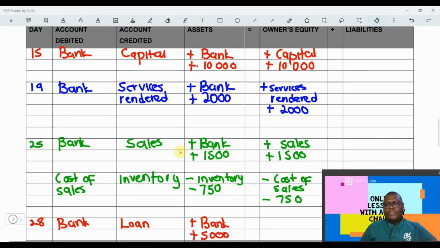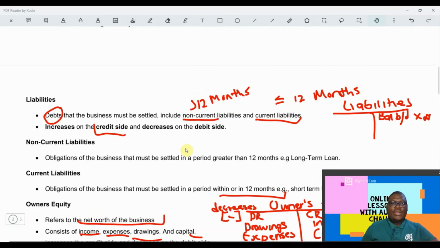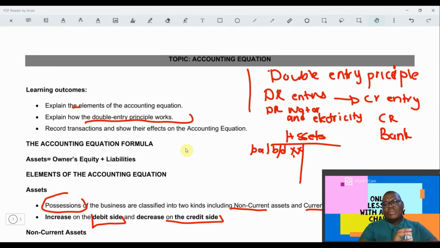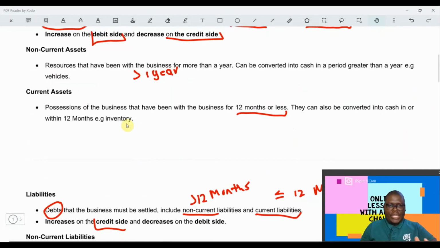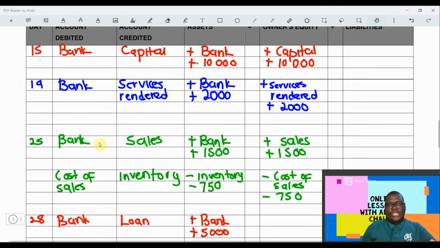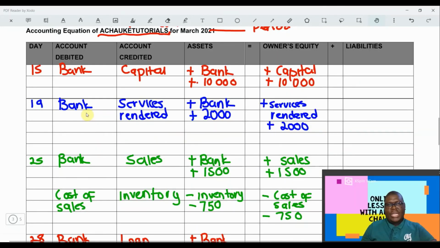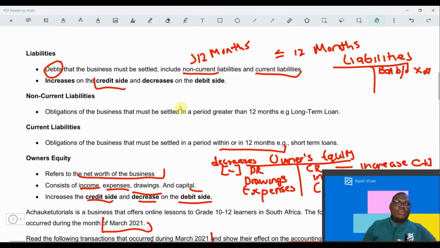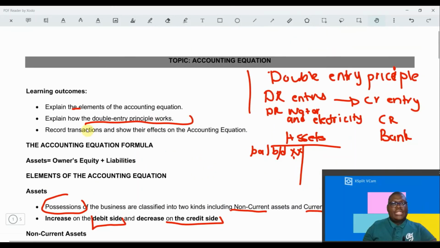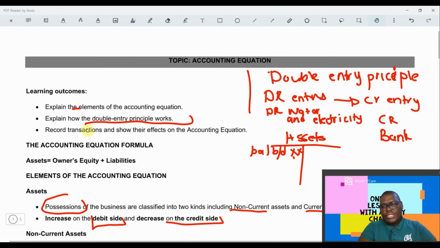Yeah. With that being said, we've reached the end of our lesson, and in this lesson we were able to explain the elements of the accounting equation. We also explained how the double entry principle works. If you come here and check, I showed you that for each and every debit entry there is a corresponding credit entry. For example, here I've debited bank, the corresponding credit entry is the capital account. So we've applied the double entry principle, and I've also explained to you how it functions. And then we also explained the elements of the accounting equation. Like I said before, I explained to you all those assets, owner's equity, liabilities, and so forth. I explained to you what they meant.